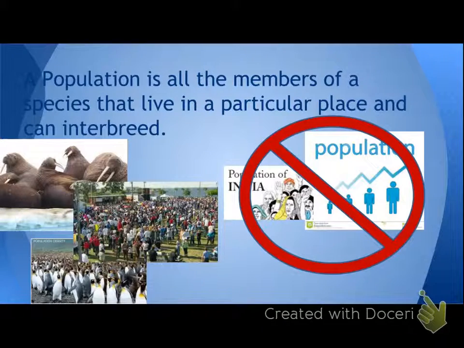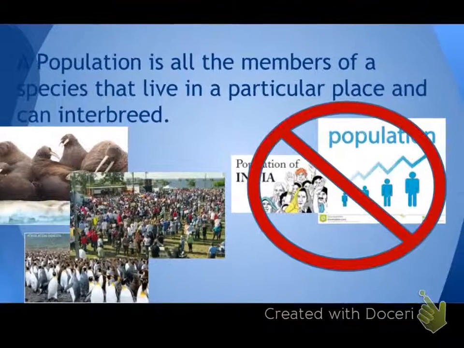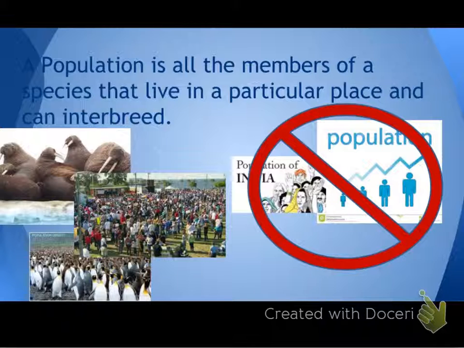Okay, what's a population? And you guys should know this by now. We've had this on like four vocabulary things. All the members of a species that live in a particular place and are capable of interbreeding. Can't be different species. They have to be able to interbreed and produce fertile offspring. Have to live in one specific place.